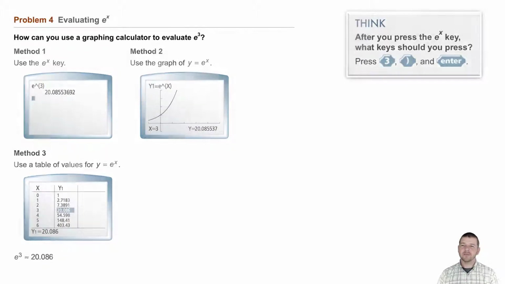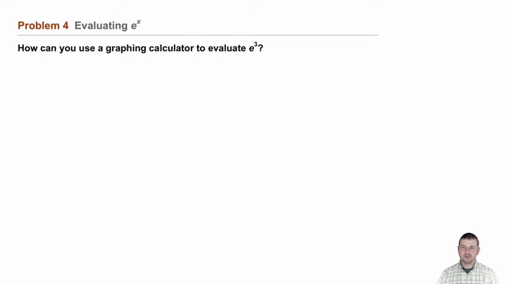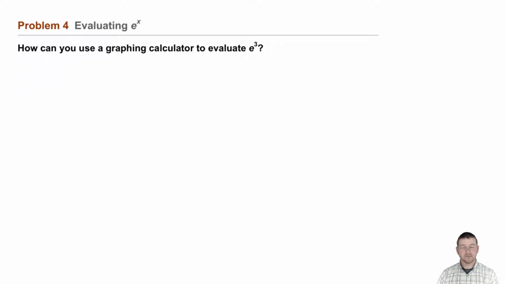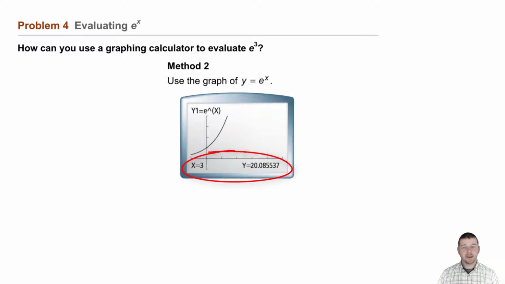Problem 4. Evaluating e to the x power. How can you use a graphing calculator to evaluate e cubed? Method 1. Use the e to the x key and raise e to the third power, evaluate, and find 20.08553692. Method 2. Use the graph of y equals e to the x power, evaluate for an input of 3, and find y equals 20.085537.